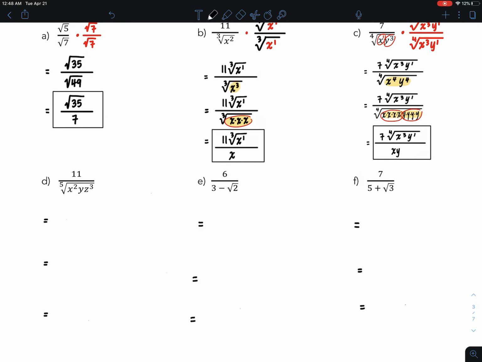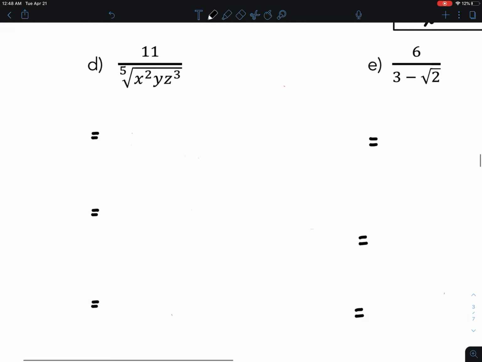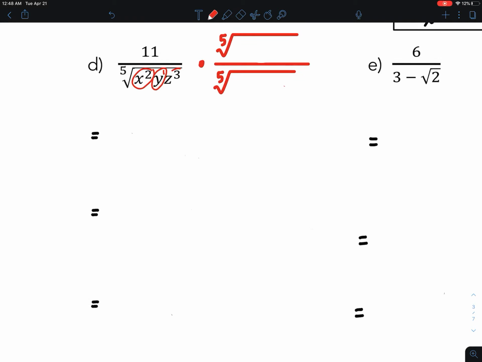Let's take a look at part D. In part D, we have a fifth root. So we're going to get ready with writing fifth root. Now again, just like before, we have 2 x's, 1 y, 3 z's. So you have to think to yourself, how many more extra x's do I need? So I have a total set of 5. You need 3 more x's.